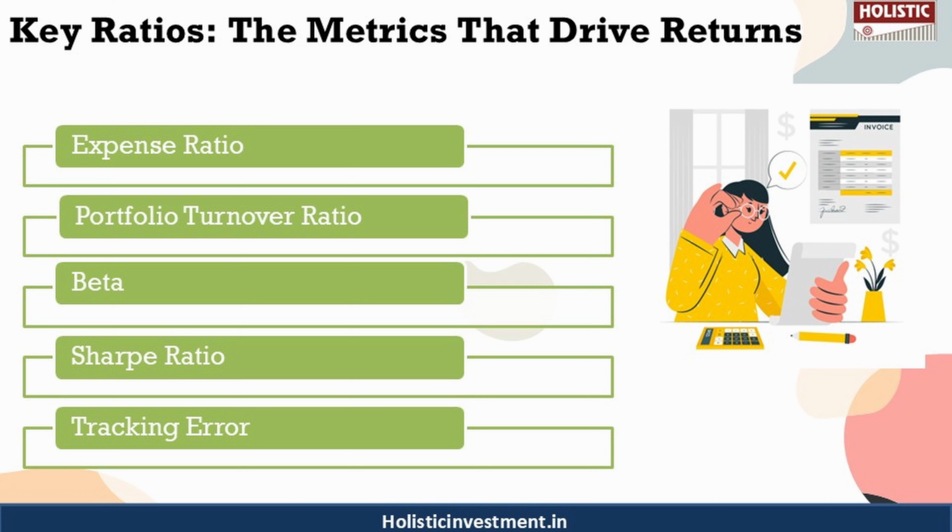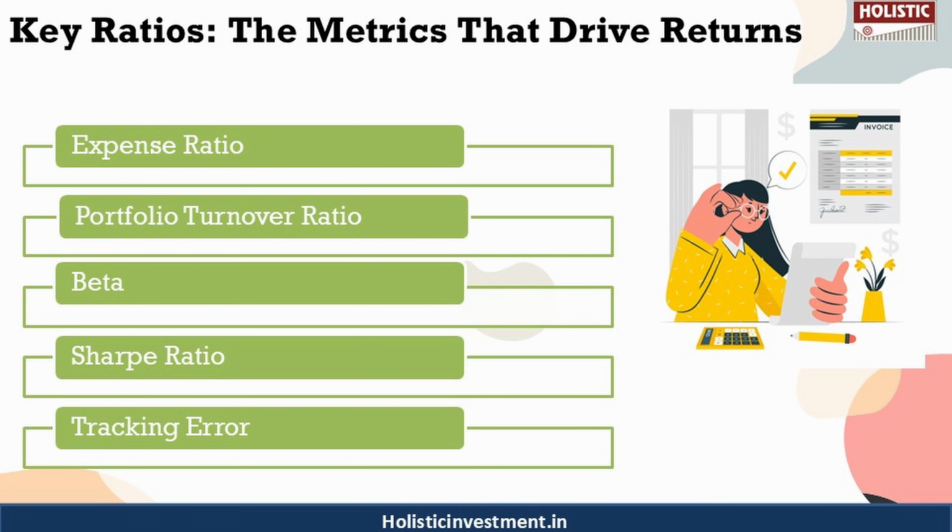And another thing is the Sharpe ratio. How much return does each unit of risk earn you? A higher Sharpe means smarter risk taking. And next comes tracking error for index funds. How faithfully does the fund mimic its index? Small error means small slippage.